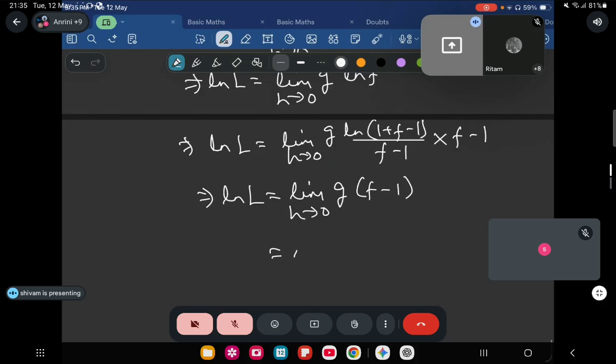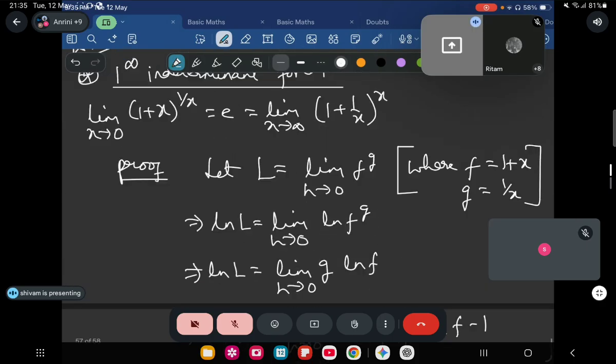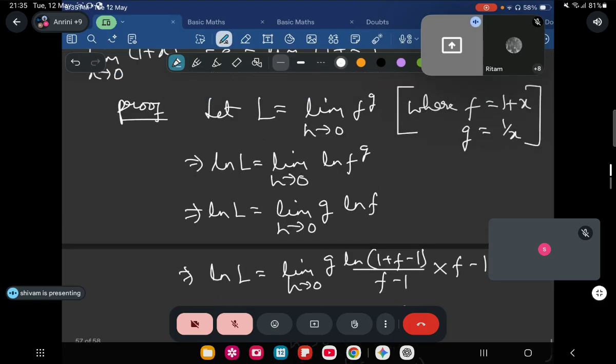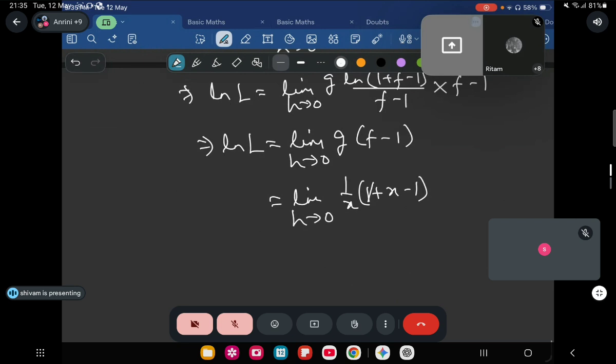Now what is g? Everyone, what have we taken for g? g is 1 by x and f is 1 plus x, so 1 plus x minus 1. Now see, 1 gets cancelled, x gets cancelled. We'll get L will be equal to e to the power 1, that is e. Hence proved. Tell me, is it clear to everyone how limit x tends to 0, (1 plus x) whole to the power 1 by x is equal to e?